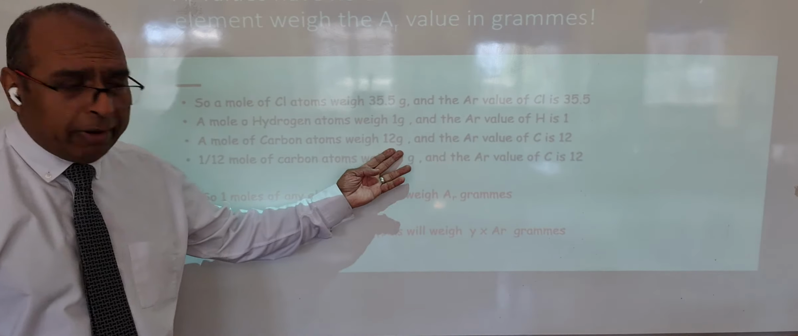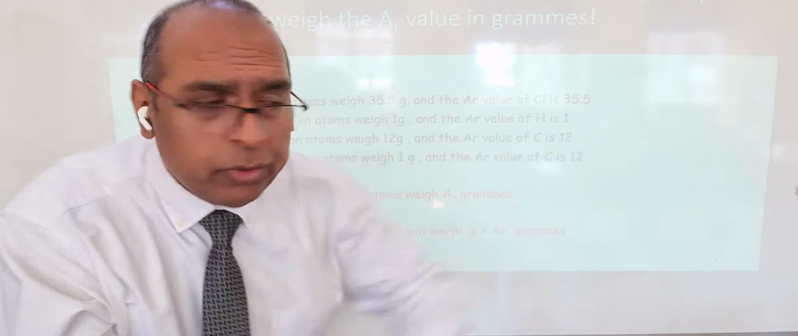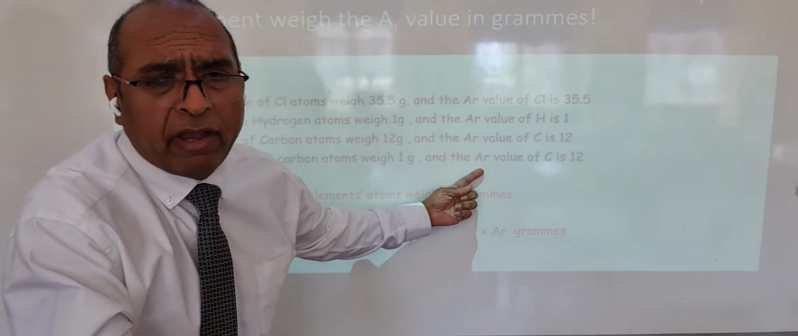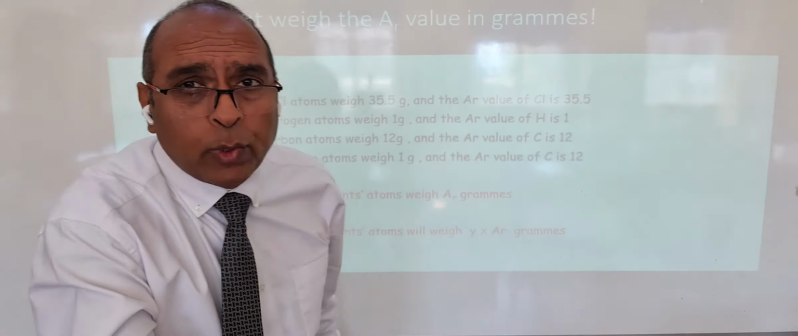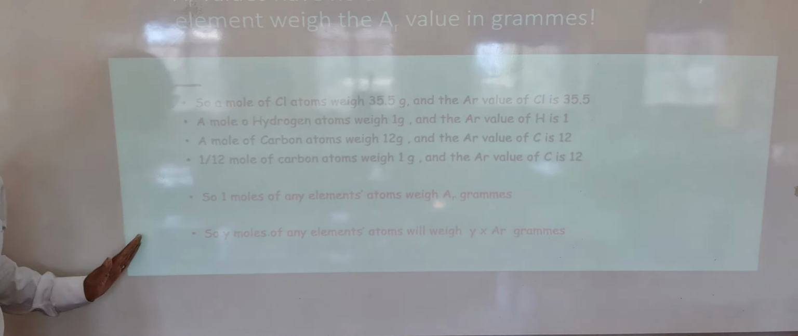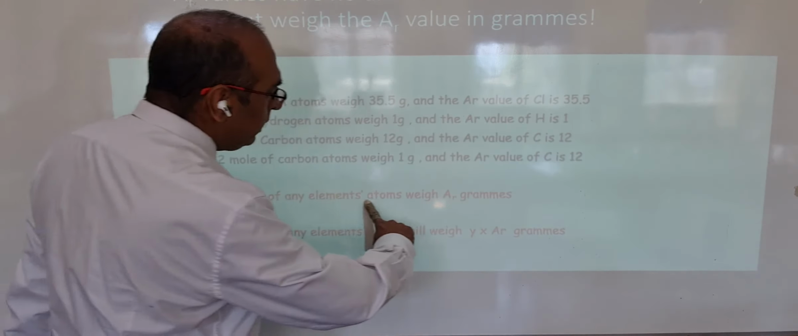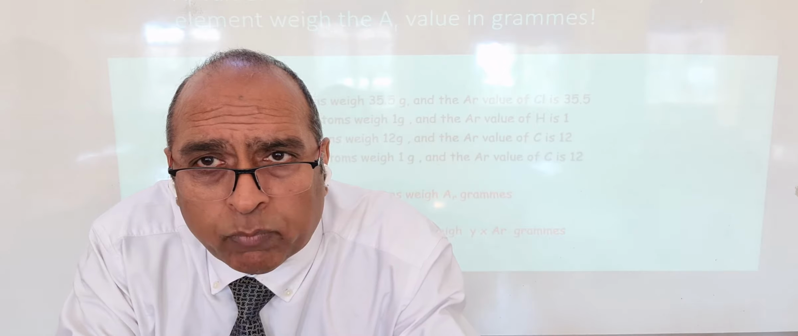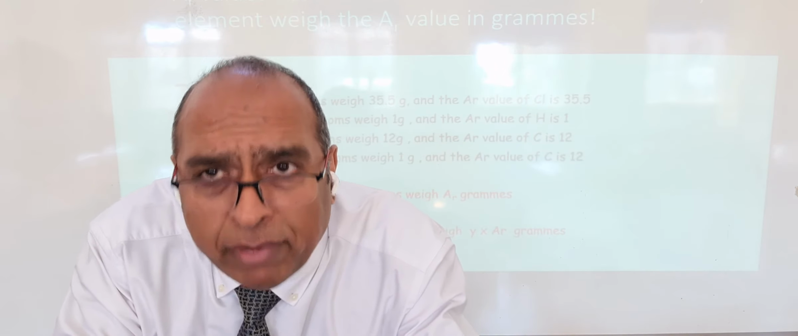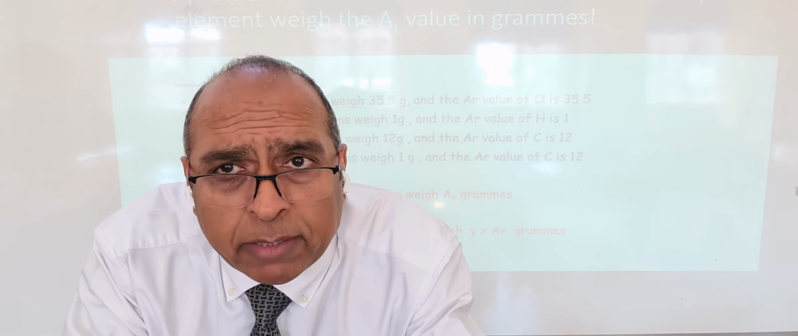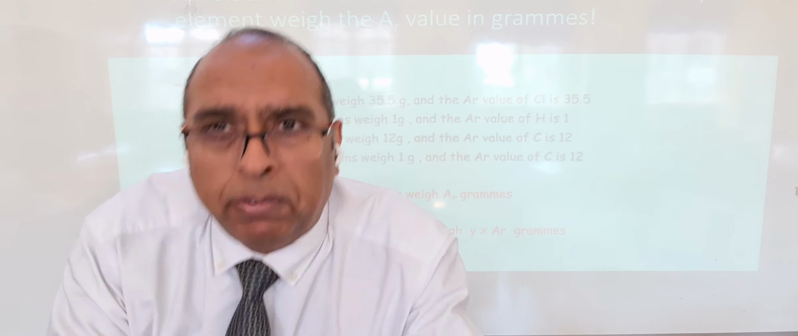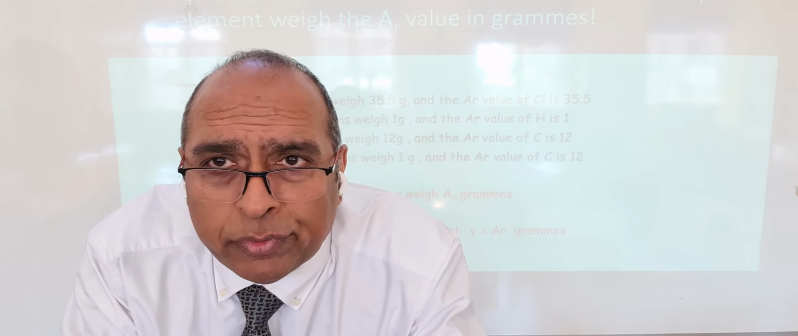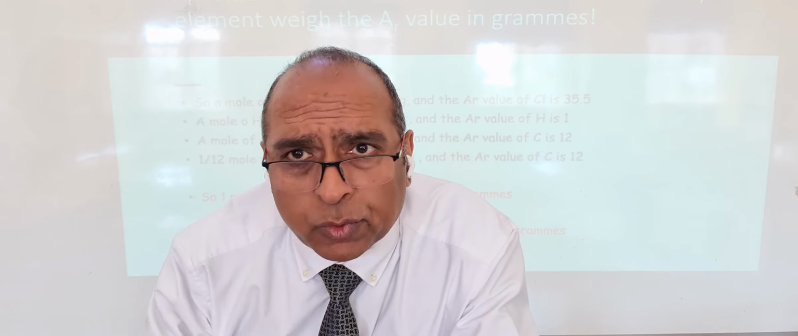A mole of carbon weigh 12 grams. But the AR value of carbon is 12, no units. A 12th of a mole of carbon atoms weigh 1 gram. The relative atomic mass value of carbon is 12. So, this is in red here. I don't know if you can see that in red. A mole of any element's atoms will weigh the relative atomic mass value that you find on a periodic table in grams. But the relative atomic mass value will be that value with no units. Your teachers will stress this point as well.